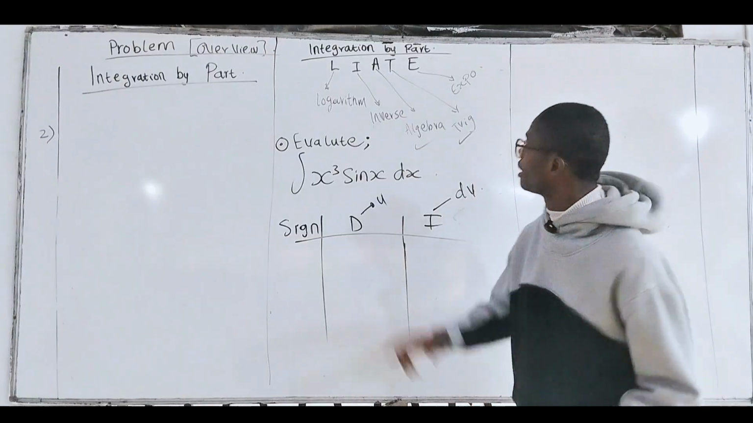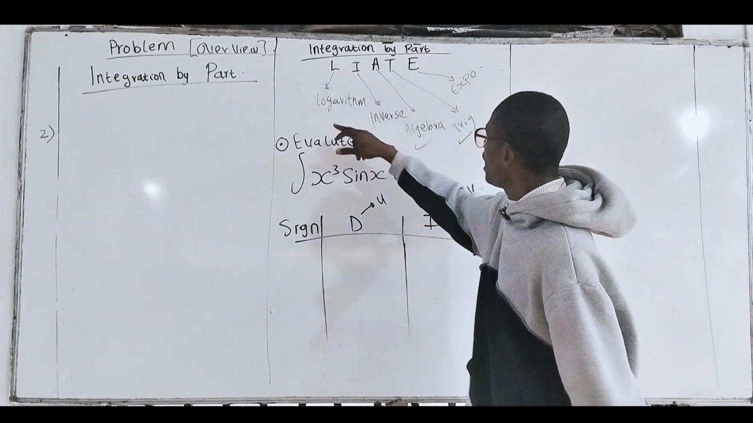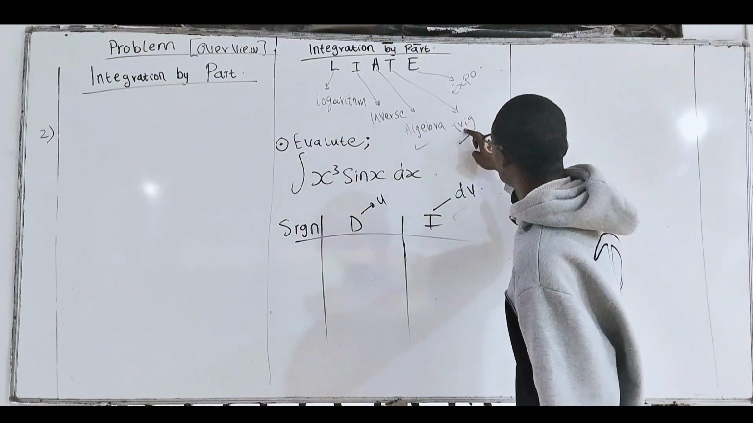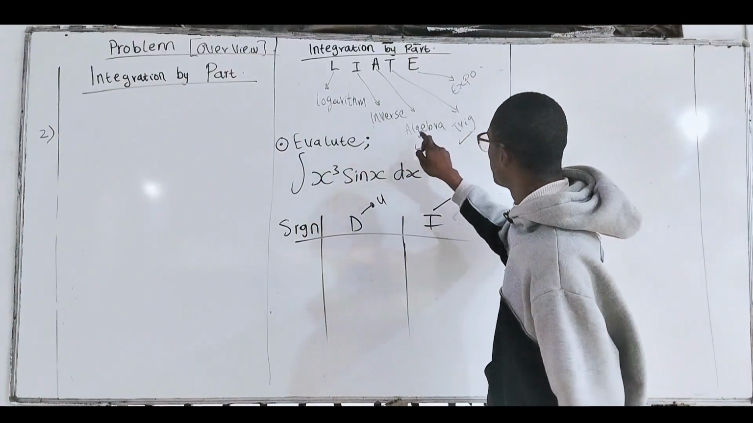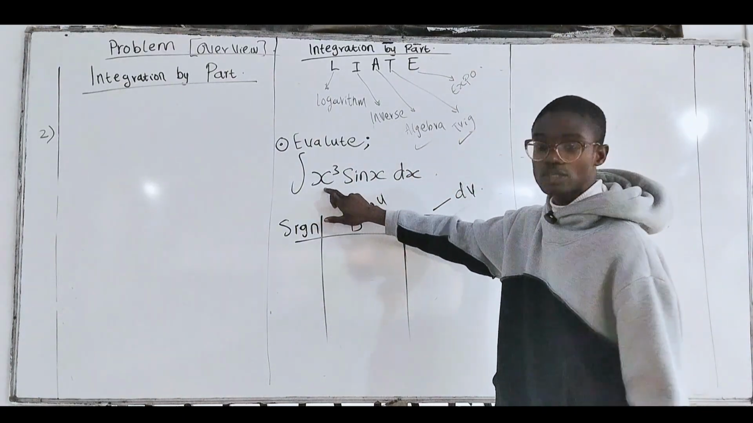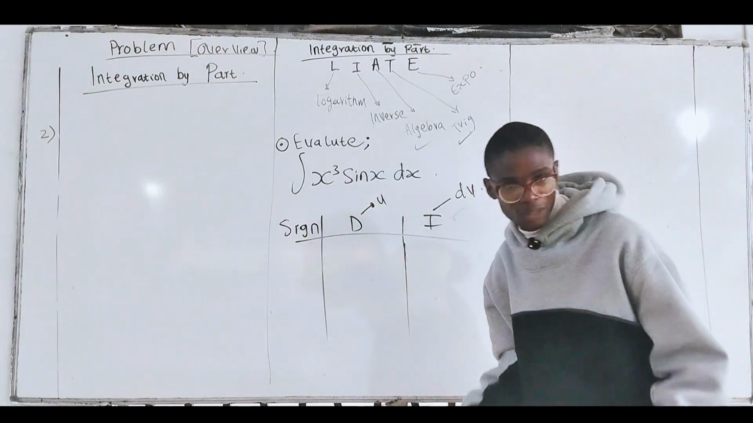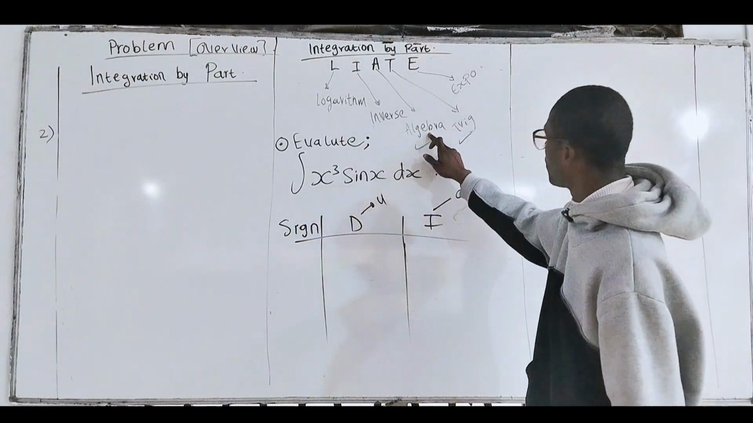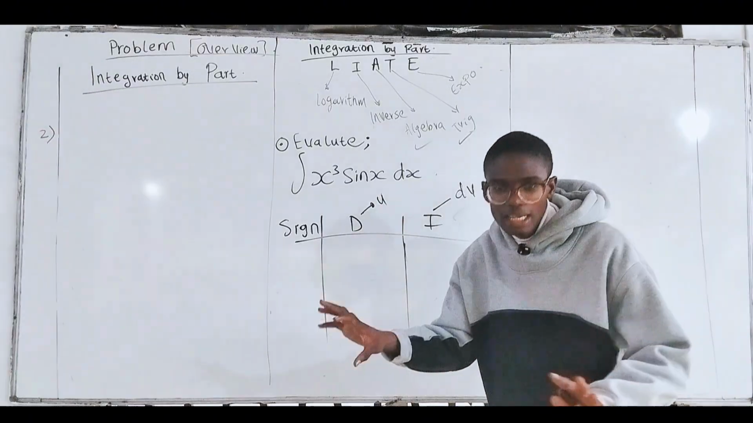Now let me explain why. The reason is because in LIATE, we have that this is logarithmic, inverse, algebra, trig, and exponential, right? So we can see clearly that your algebra comes before your trig. That's why we're making u as x cubed, because x cubed is the algebraic part, and it comes first according to the LIATE rule.